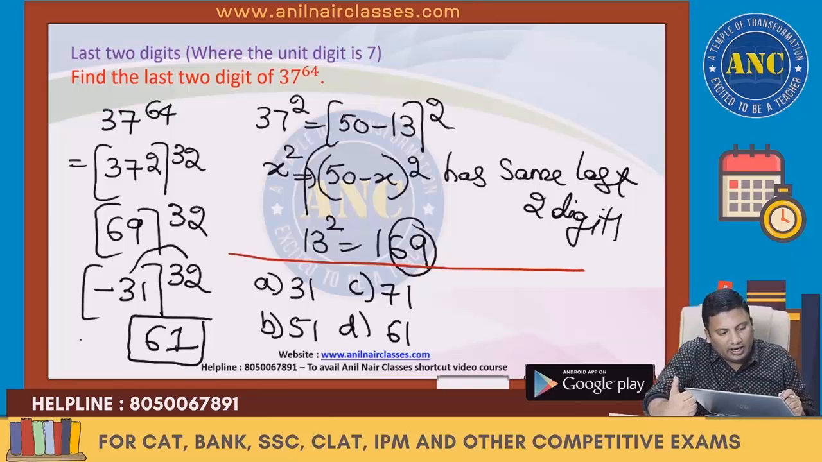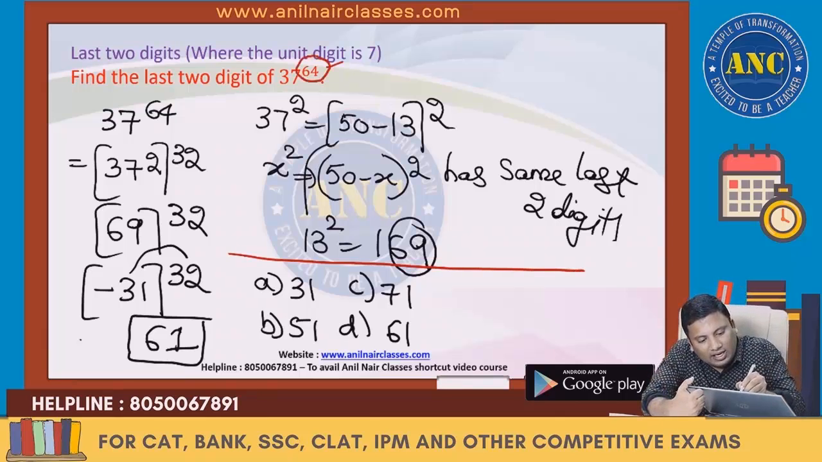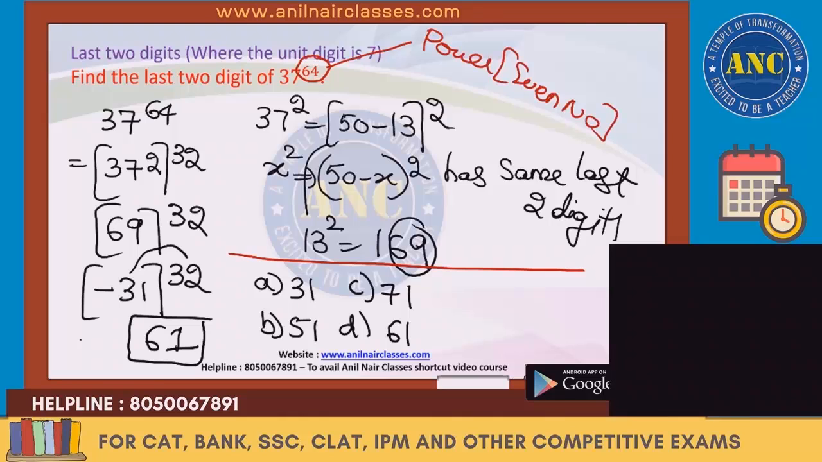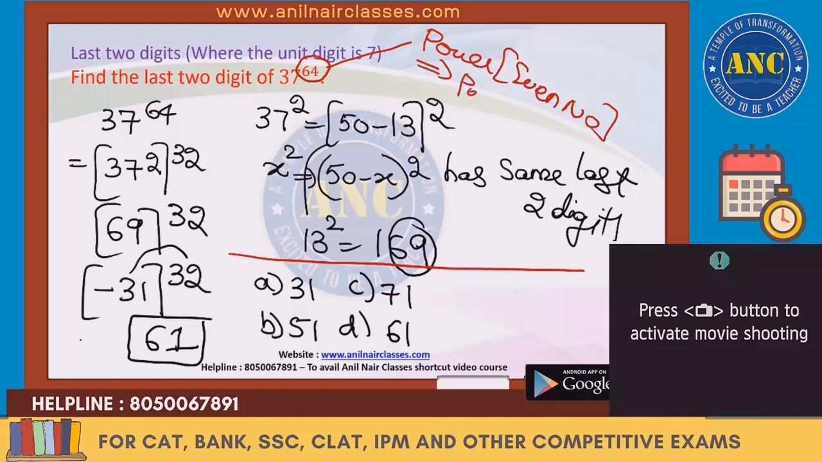Now if you see here, 64 is an even number. The power is an even number. If the power is an even number, then the number is a perfect square.